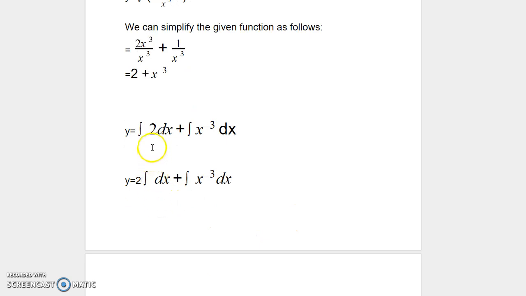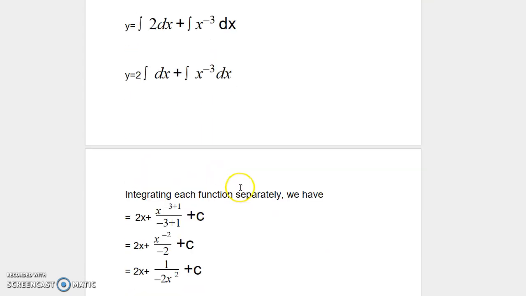Since 2 is a constant in the first term, we're going to pull the 2 outside of the integration process, as shown here: 2 times the integral of dx plus the integral of x to the power of negative 3 dx. Now we are ready to apply the integration process. We're going to integrate each function separately and then arrive at the answer.